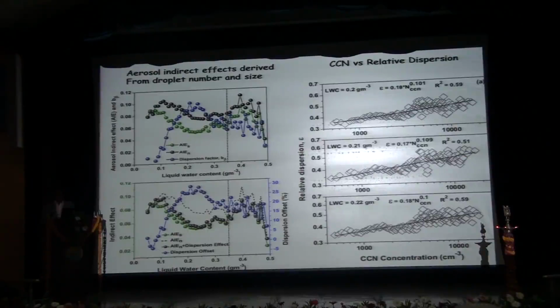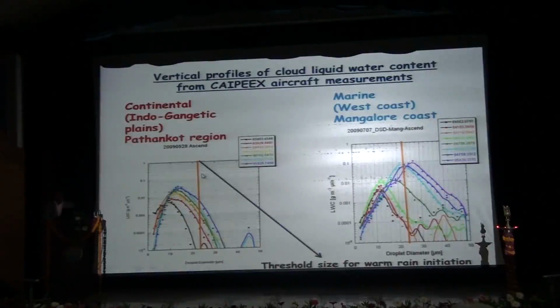If we remove this offset, then we could see that the number and size which we derive from the indirect effect are found to be closer. This is one of the aircraft experiments also showing this. In the polluted continental region, you can see how the droplet spectrum is narrow, whereas when you go to marine coastal regions, even at lower depths, the cloud drop size distributions can get broadened. Here we can clearly see that there is a suppression of warm rain initiation, and for warm rain initiation to happen, the cloud depth has to grow further. So this is one of the effects of aerosol pollution on the precipitation processes.